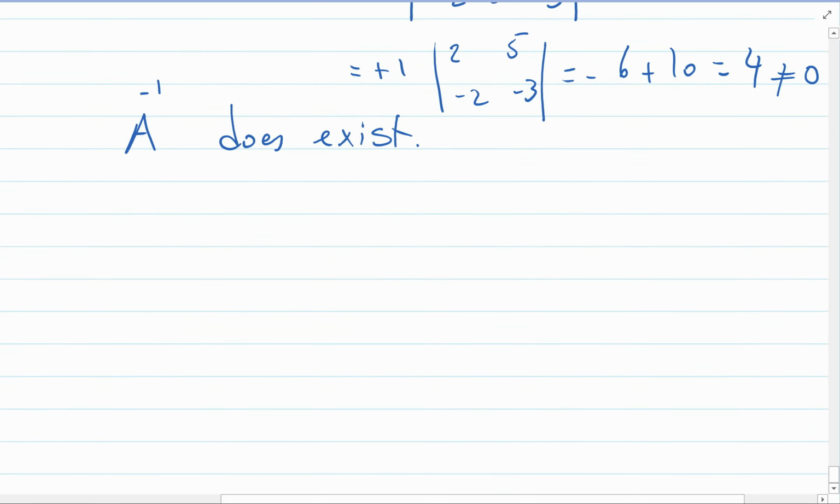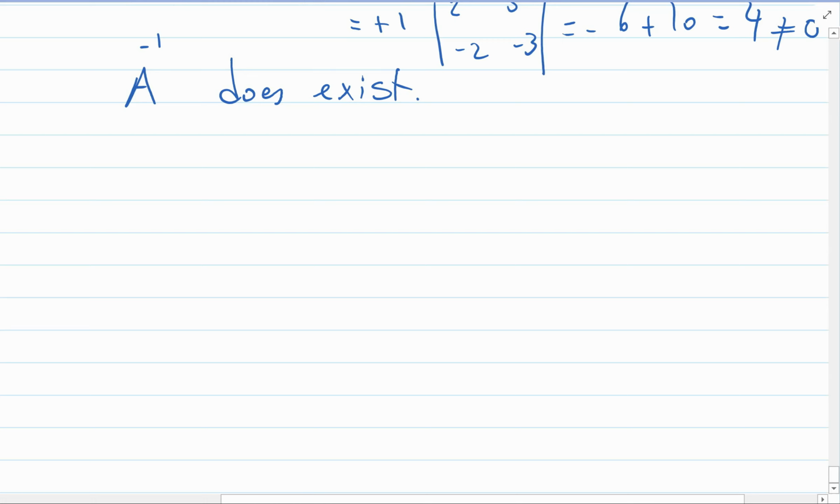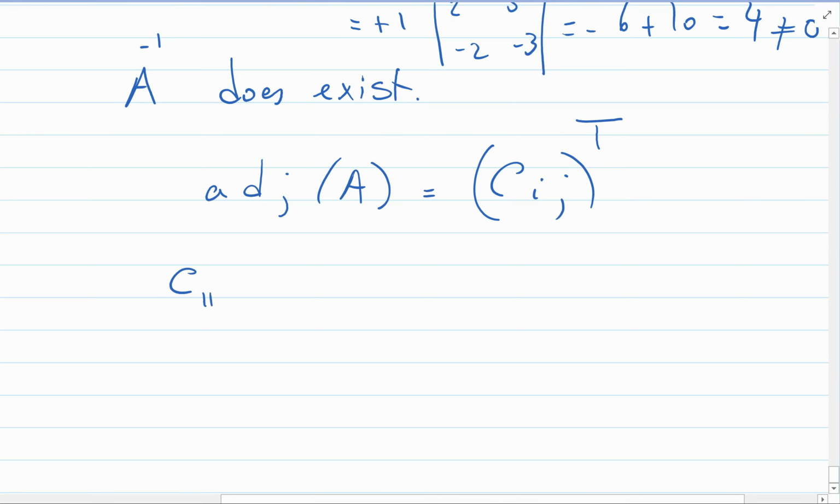So now the second question is to find A inverse via the adjoint. For that, we are going to look at the cofactor matrix. First, remember that the definition of the adjoint of A is the cofactor matrix C_ij transpose. So let us find these numbers. C11 is going to be minus 1 to the power 2, and then we remove the first row and the first column, so we are left with 1, 0, 5, minus 3, and this gives us minus 3 here.